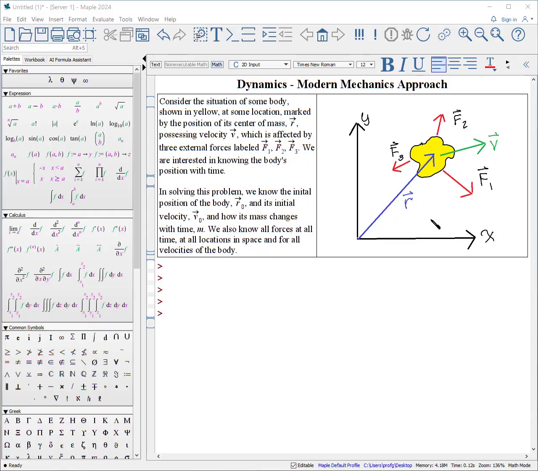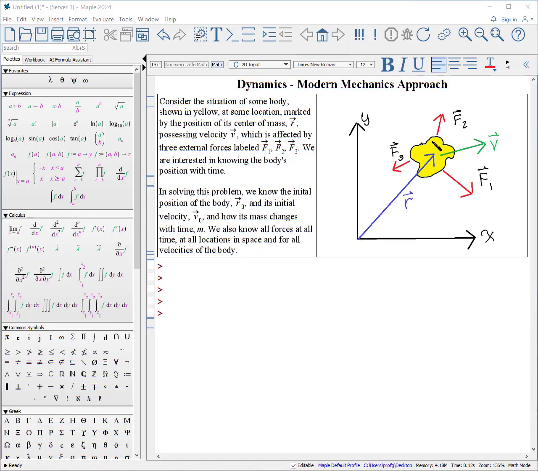In this video, I go over how to set up to solve for a one-dimensional or a multi-dimensional dynamics problem. This is the classic F equals ma or momentum principle problem. Let's get started. So here's the problem.